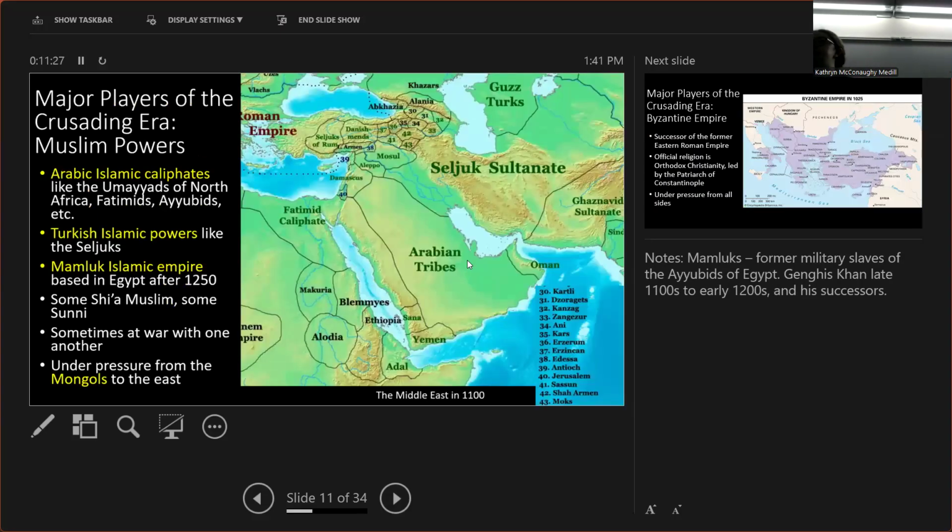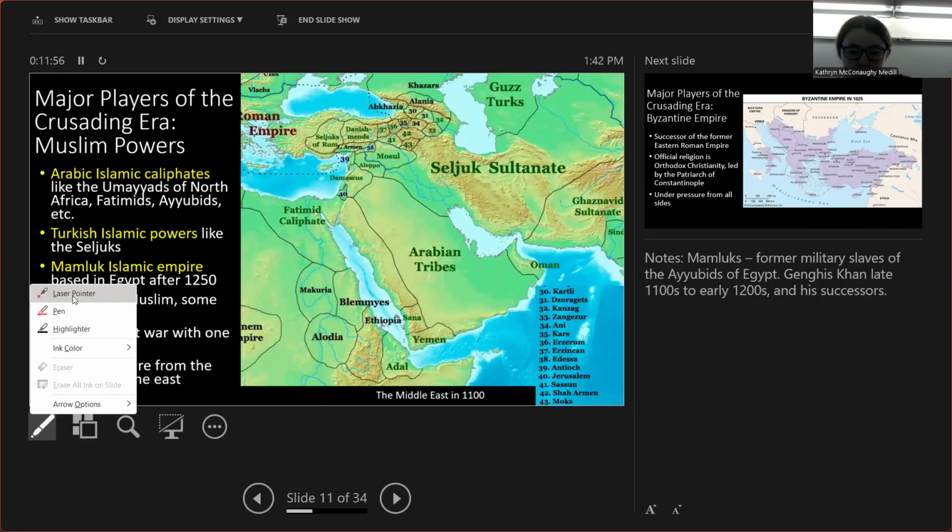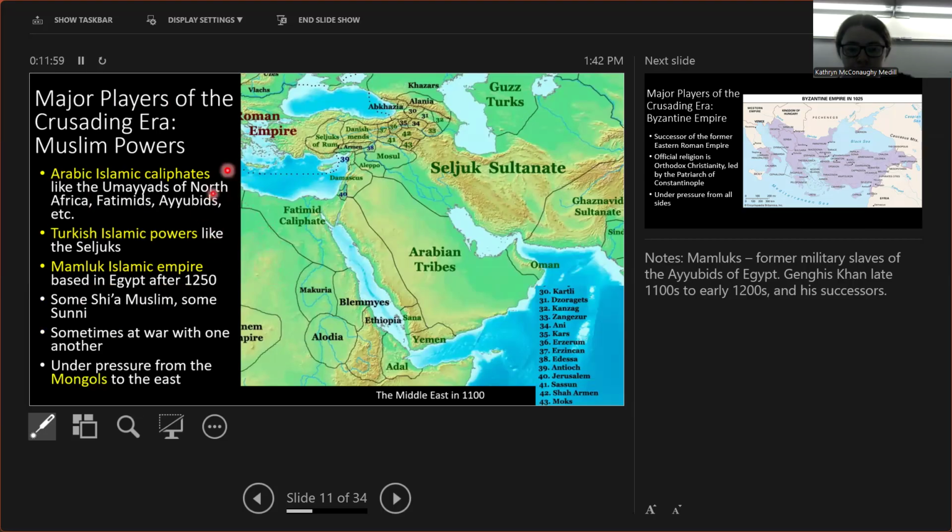Now, before we get into specifics about the First Crusade, we want to introduce who are the people involved, who is going to get caught up in this situation. During this time period, there are a lot of different Muslim kingdoms and caliphates. So there are a bunch of Arabic, Islamic caliphates, like for example, let me get my laser pointer going. The Umayyads are over here in North Africa, the Fatimids in Egypt. We've got the Ayyubids. We've got other groups. So there are a lot of these different Islamic groups with Arabic elites, basically.